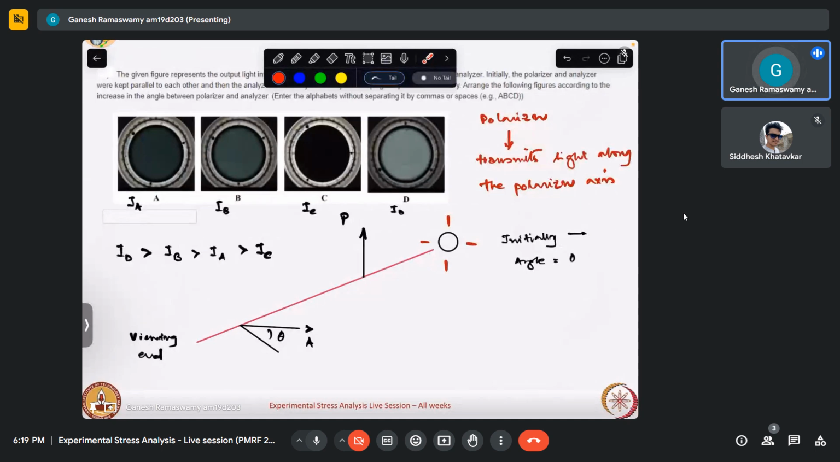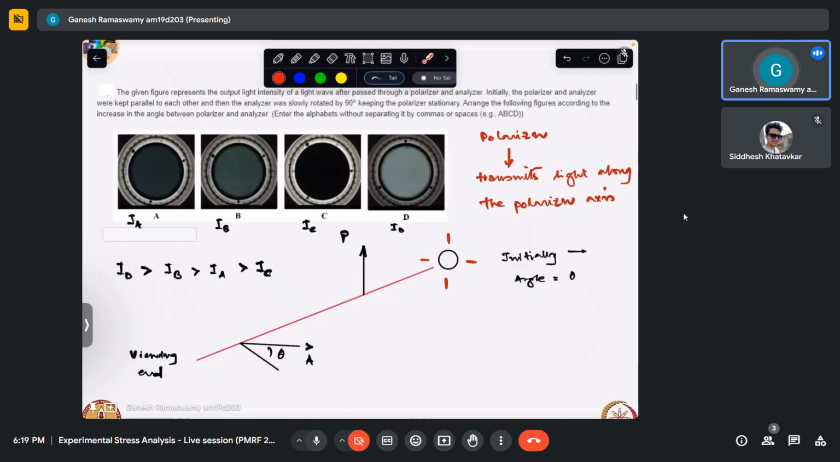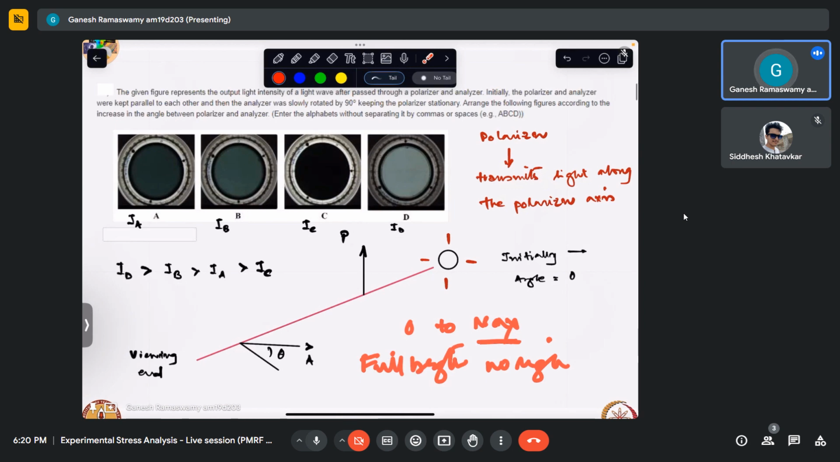So in terms of increasing angles, according to the increase in the angle between the polarizer and analyzer, we have to go from 0 to the maximum angle. So when the maximum angle is there, we will have no light. When it will be 0, it will be full bright. So we can see from full bright.